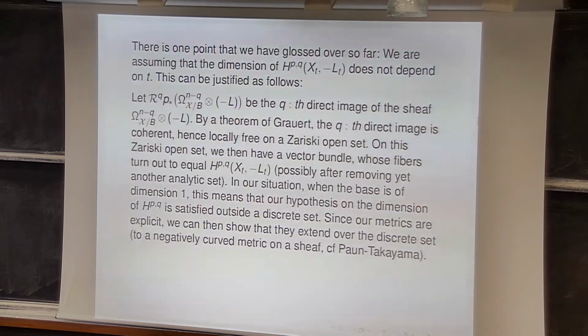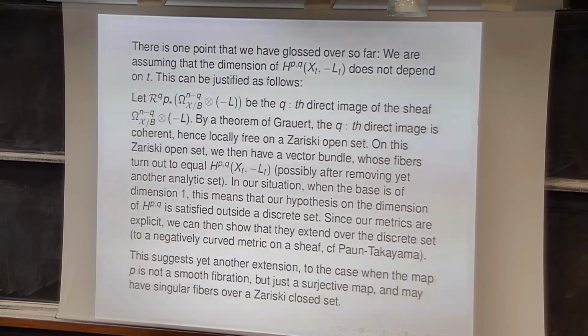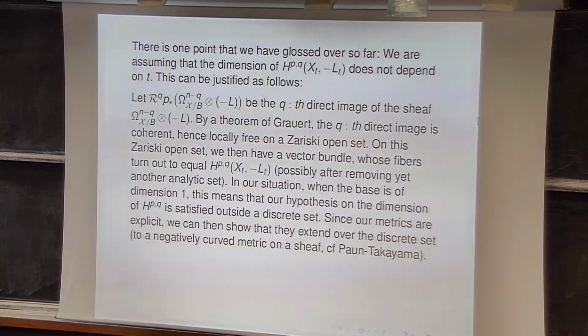So in our situation, when the base is of dimension 1, it means that basically the hypothesis that I had is satisfied outside of a discrete set. And then one can prove that the metric extends across this discrete set, or in general across varieties like that, to a metric on sheaves introduced by Paun and Takayama. So we still get more or less the same picture even without this hypothesis.